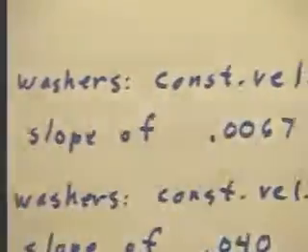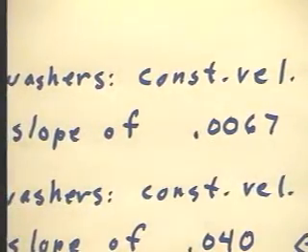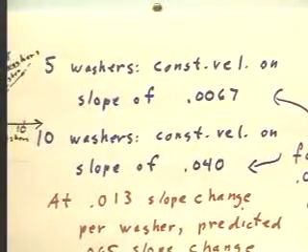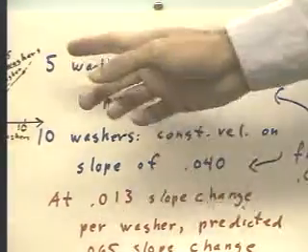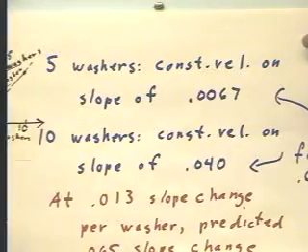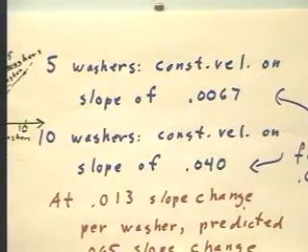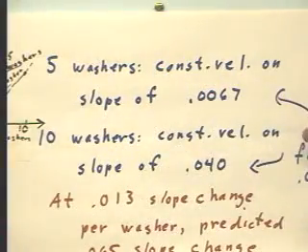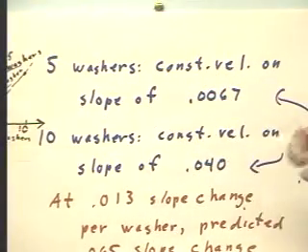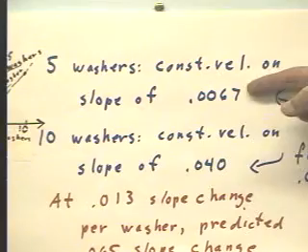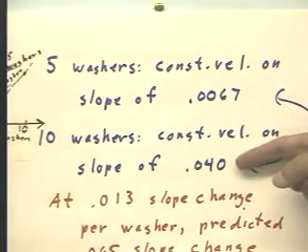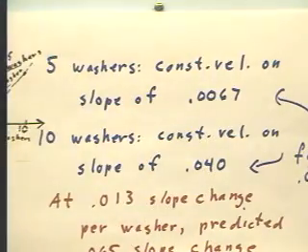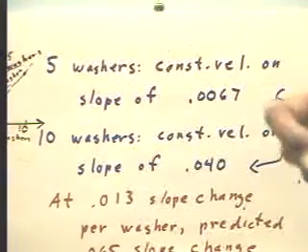Now we had the following. We're not going to show the actual data. It was fairly straightforward. But when we had 5 washers, we attained a constant velocity on a slope of 0.0067. With 10 washers, the constant velocity was attained on a slope of 0.040. This is a change in slope between this point and this point of 0.033, which is of course the rise that we had on the graph over here.